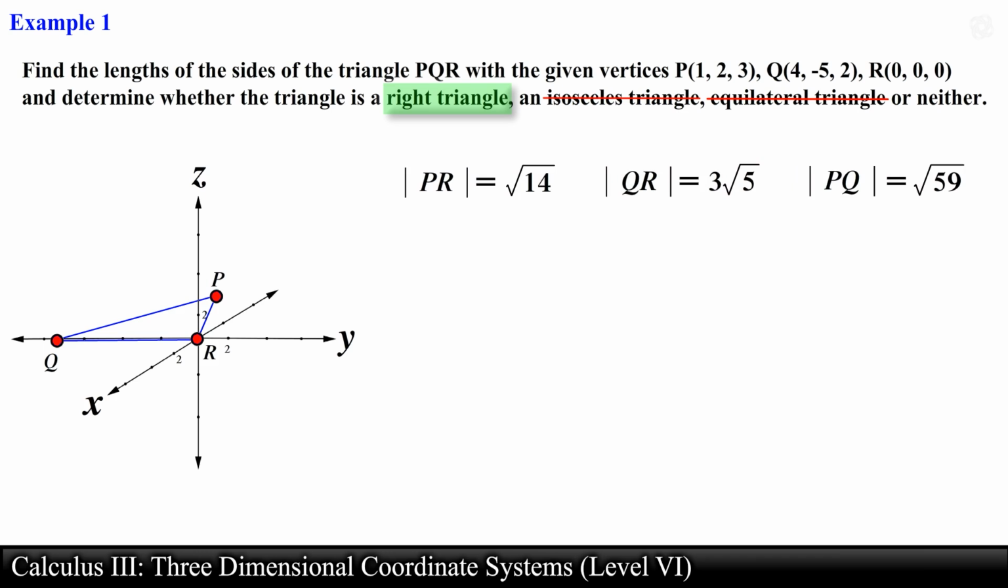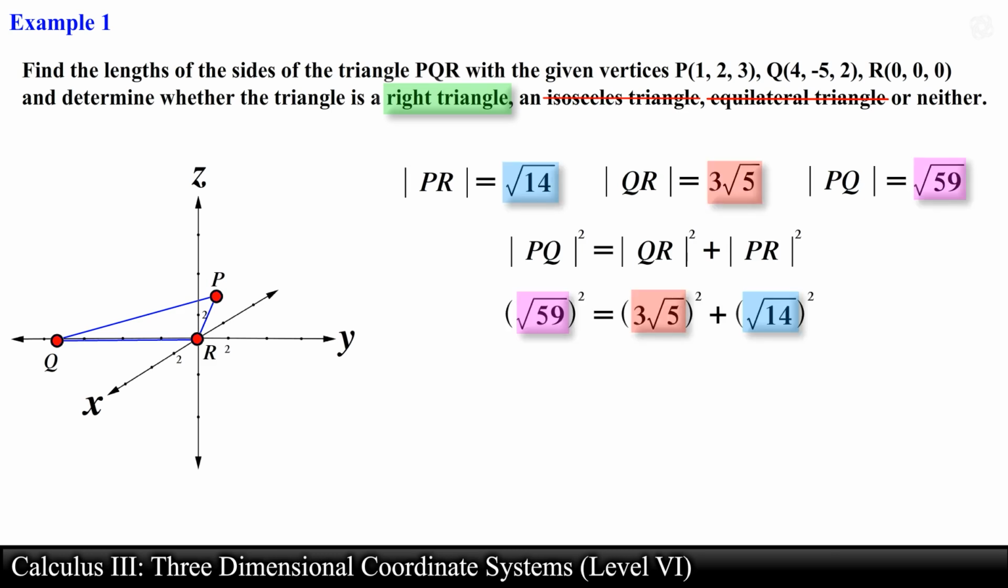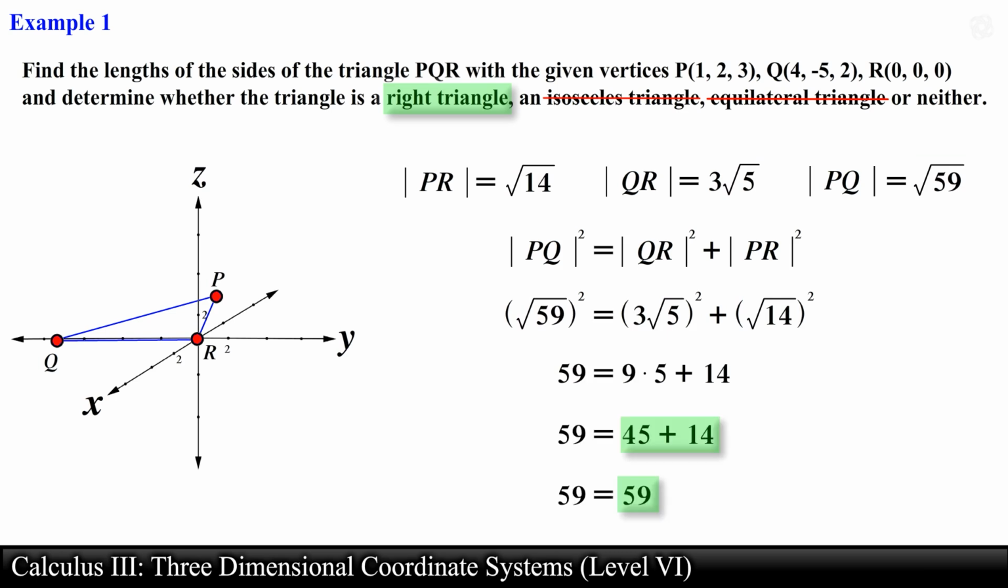Next, let's verify that the Pythagorean theorem is true, meaning that the length of line segment PQ squared is equal to the length of line segment QR squared plus the length of line segment PR squared. So we go ahead and substitute the values of each line segment into the equation. Next, we go ahead and square the values. Simplifying this expression and adding the values on the right side of the equation, we obtain 59 is equal to 59. So it checks out. Hence, by the converse of the Pythagorean theorem, triangle PQR is a right triangle, with the right angle located at vertex R.